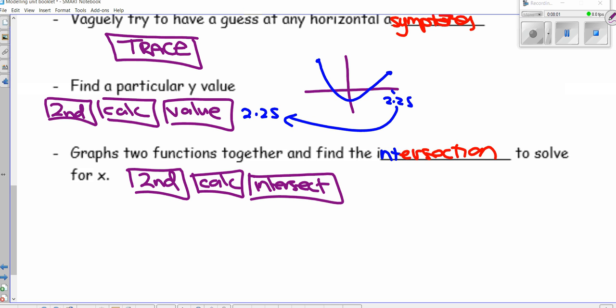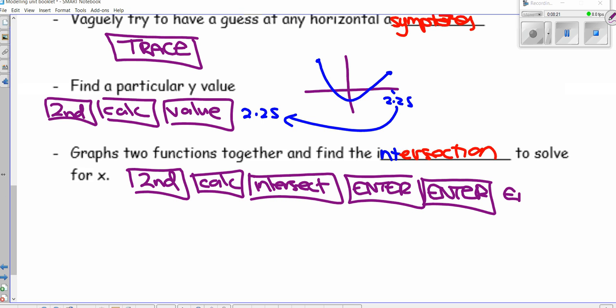Because it says first curve, so you press enter. Second curve, it'll automatically go into it, enter, and then guess. So after it says guess, you have to press enter one more time. Intersections are the only ones that seem to have this. The other things tend to be you either enter in the x value, like second calc value, or you do the left bound, right bound kind of thing. Second calc intersect, and it'll give you the x and the y. But if you're solving for x, then you would only say what the x is.